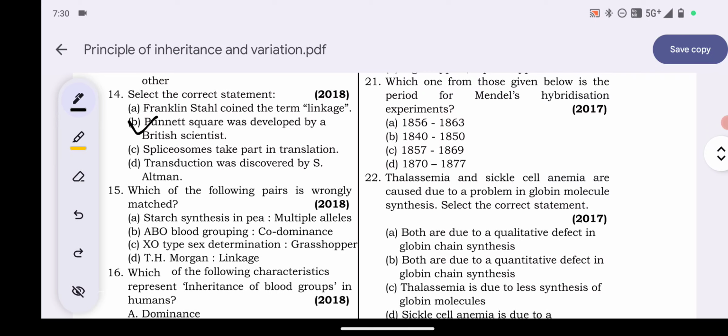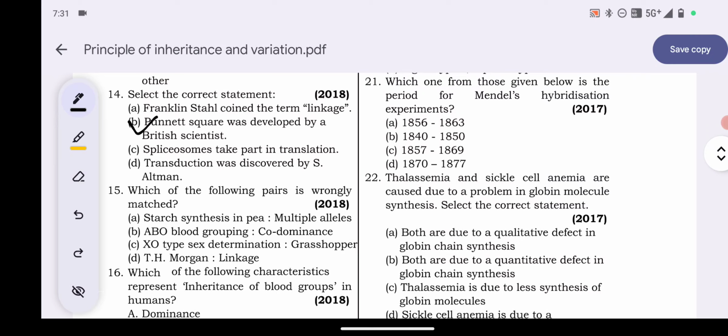T.H. Morgan. And C is the wrong one, because spliceosome is a structure within which splicing reactions occur. Splicing is a process by which the non-coding regions, that is introns, are removed from the mRNA, and only exons, that is coding regions, are left, which are further translated into proteins. So these are the terms regarding spliceosome.